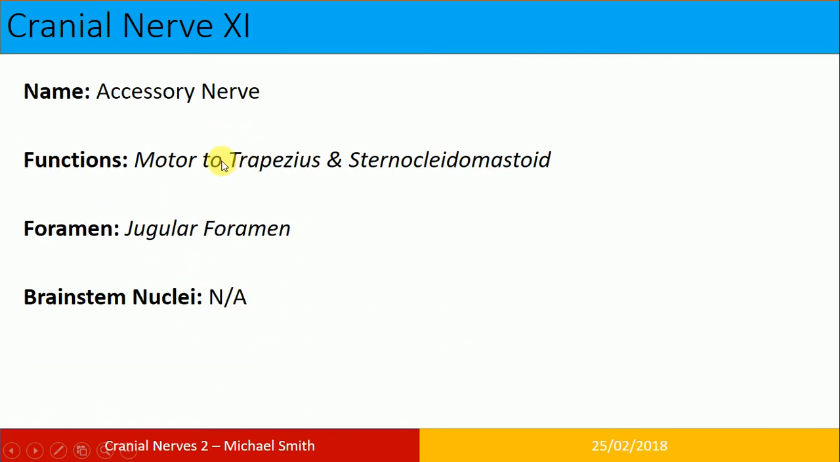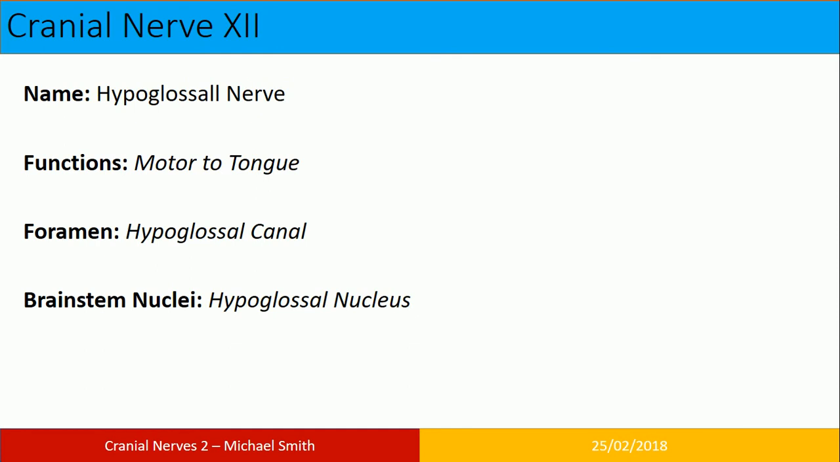Cranial nerve 11 is a spinal accessory nerve, and this provides function to our trapezius and sternocleidomastoid. So the trapezius allows us to lift up our shoulders, and our sternocleidomastoid allows us to turn our head. So these are the movements that are tested if you're testing this nerve. And our cranial nerve 12, or our hypoglossal nerve, allows us to move our tongue.